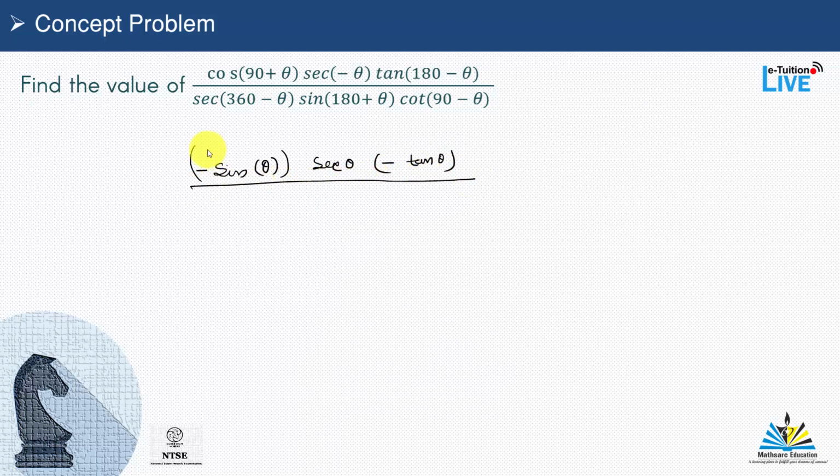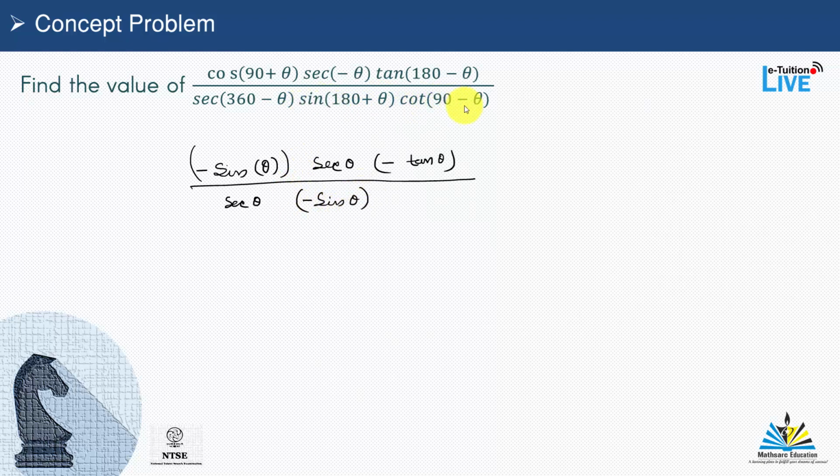upon sec 360 minus theta. 360 minus theta is a change about the x-axis, and it lies in the fourth quadrant, and in the fourth quadrant sec is positive. Change about the x-axis means there is no change in ratio, so this must be sec theta, and in the fourth quadrant sec is positive, so we will have a positive sign here. Now sine 180 plus theta, this is a change about the x-axis, so sine will remain sine theta, but 180 plus theta lies in the third quadrant, so sine must be negative, so a minus sign here.